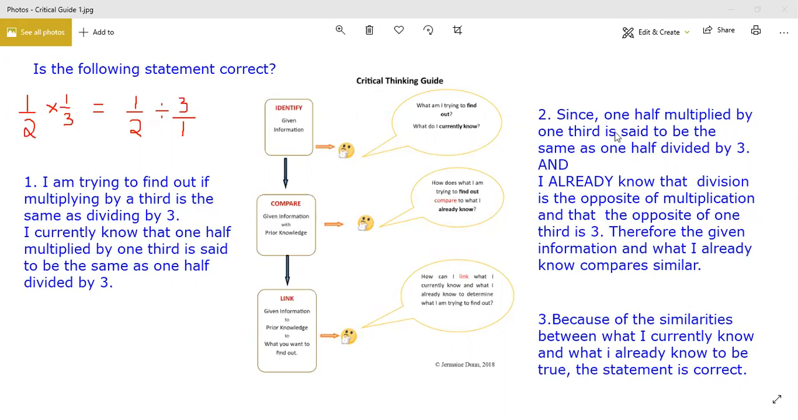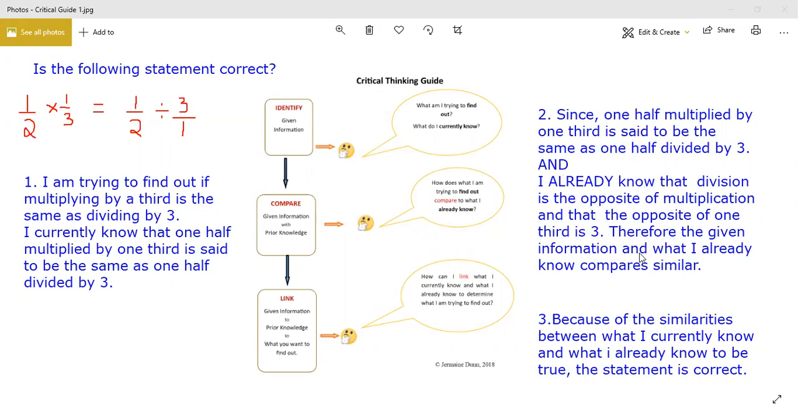All right, so in this step, I would say, since 1/2 multiplied by 1/3 is said to be the same as 1/2 divided by 3, and I already know that division is the opposite of multiplication, and that the opposite of 1/3 is 3. You can take a minute and pause the video so you can actually go back and think about that. Therefore, the given information and what I already know compare similarly. And this is what you need to bring out.